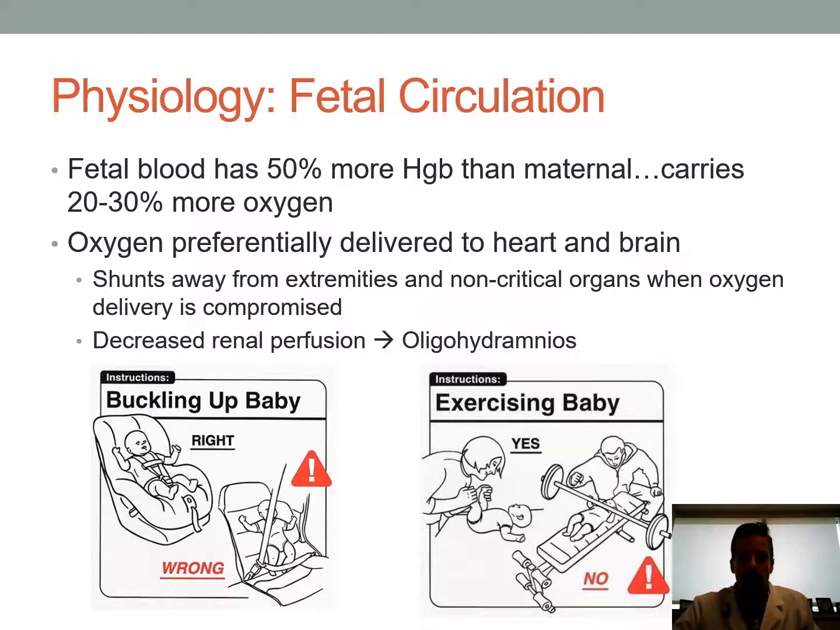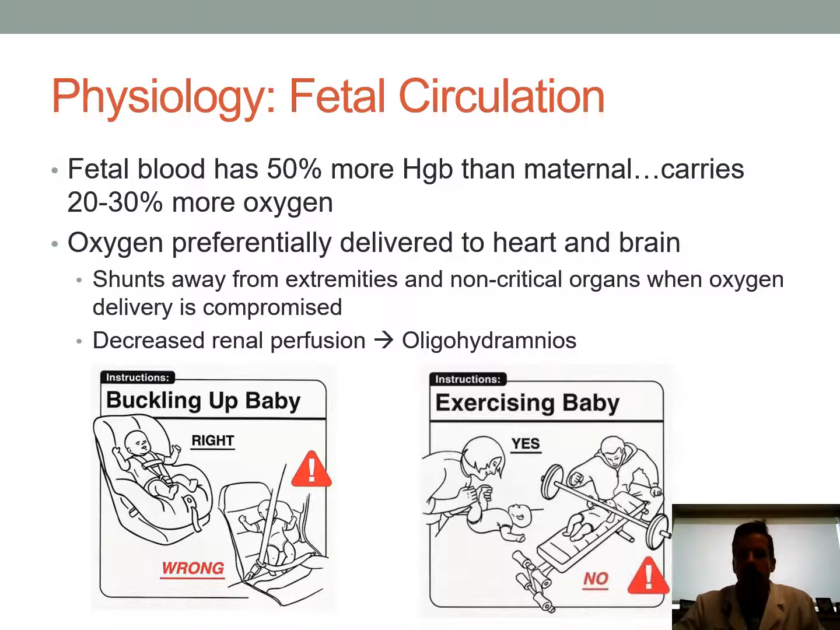Baby doesn't need to use the lungs for very much while in the womb, and blood is shunted away from the right side of the heart. We know that kind of flips on at time of delivery, and those shunts start to close off. So this shunting away from non-critical organs gets more pronounced if the fetus is compromised in any way. If oxygen delivery is compromised, the fetus is going to decrease perfusion to kidneys, to lungs, to non-essential organs, and really try to shunt it towards the heart and brain.